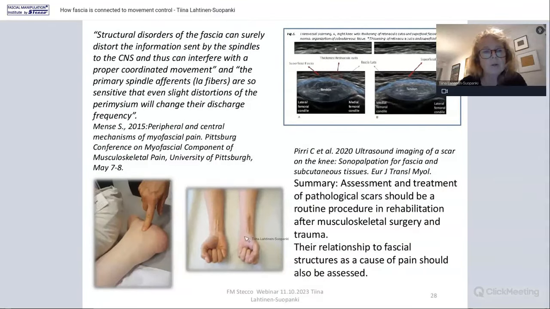And then also the scars. So I was talking about the scars already connected to the cancer patients, but Sigrid Mens, he's a neurophysiologist, and he has a strong opinion about the structural disorders of the fascia, and the information sent by the spindles to the central nervous system, which then interferes with the proper coordinated movement. And we can see that in neurology.